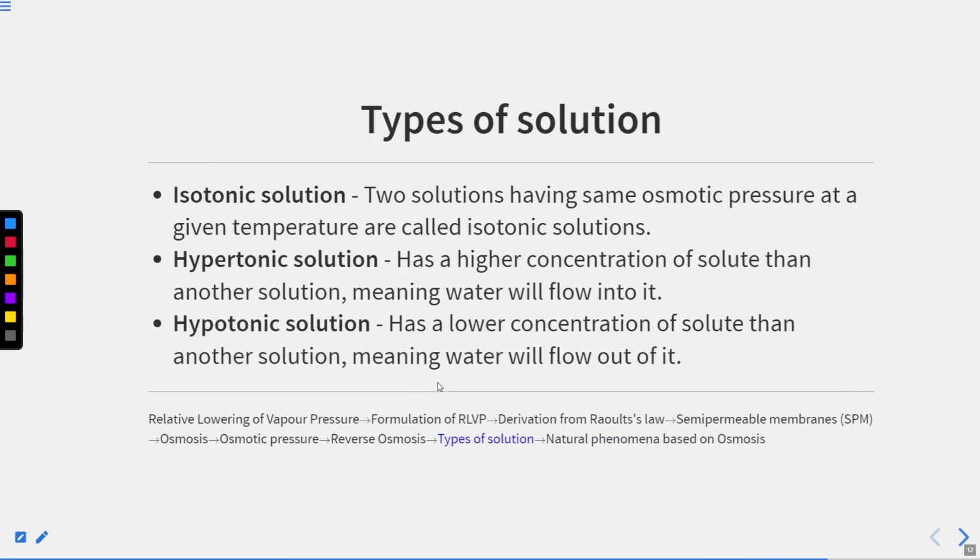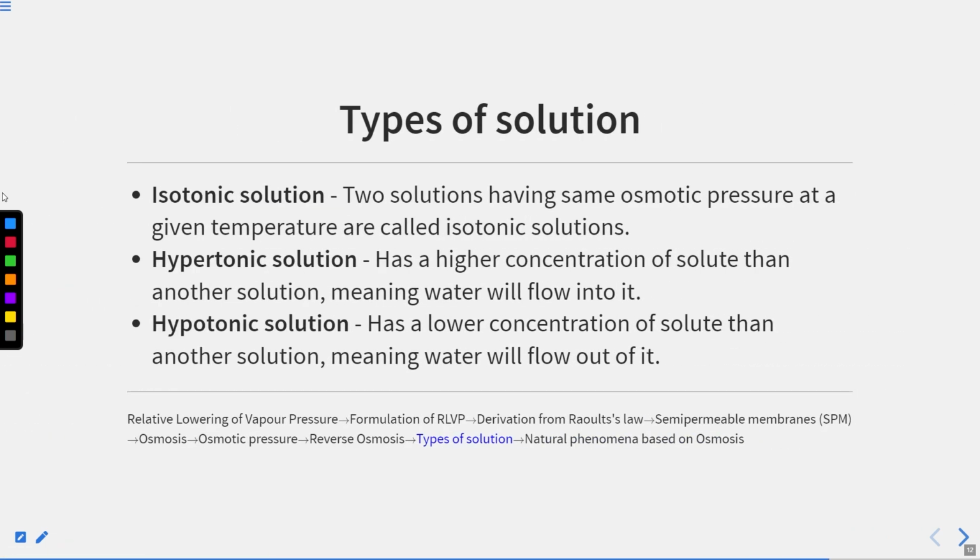Now next we'll see some types of solution. All these solutions are based upon osmosis. The first one is isotonic. As the term says, iso means same. So two solutions having the same osmotic pressure at a given temperature. Now this is to be mentioned.